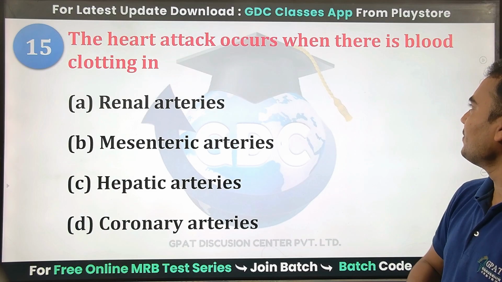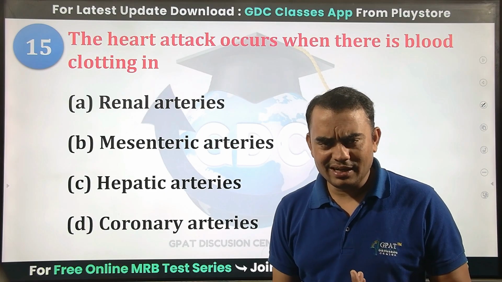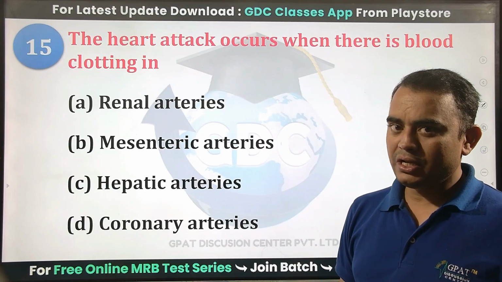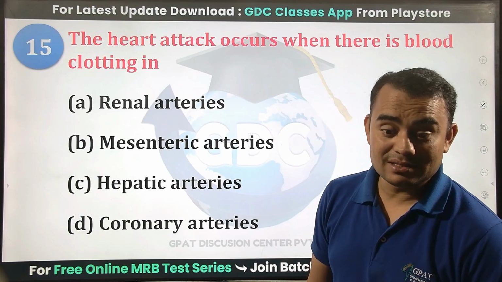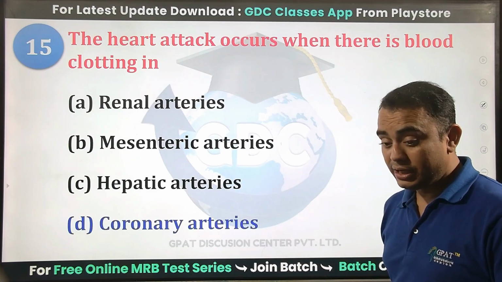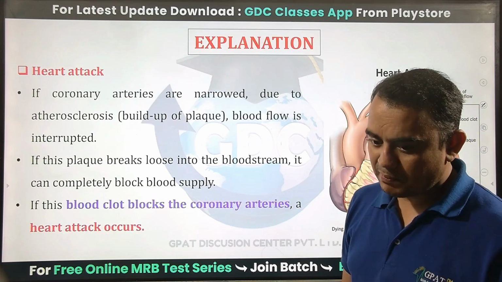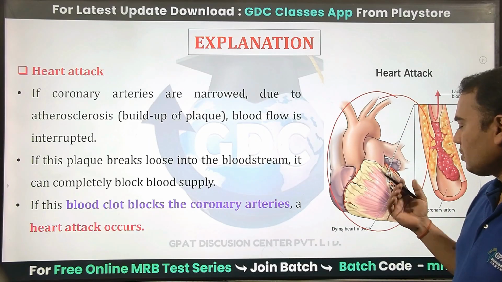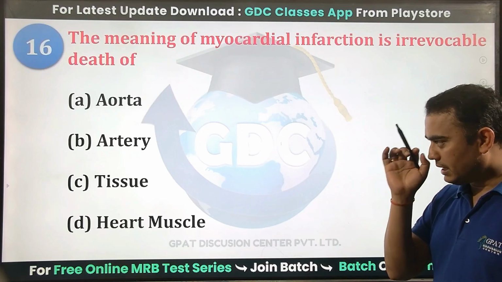A heart attack occurs when there is blood clotting in the coronary arteries. If there is a blockage in the coronary artery, then there is less chance of oxygen and blood supply reaching the heart muscles, because blood mainly flows through the coronary arteries. That's why it is called a blockage in the coronary artery. These are the blood vessels which represent the coronary artery.